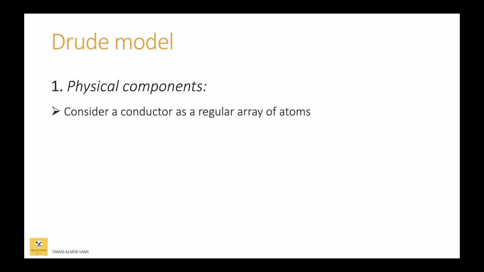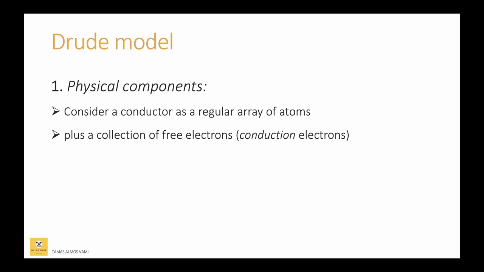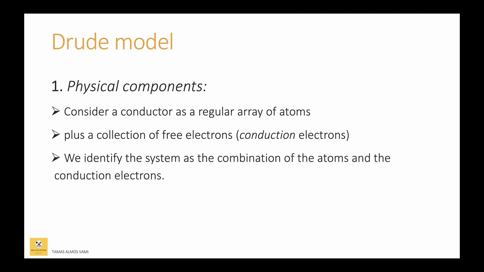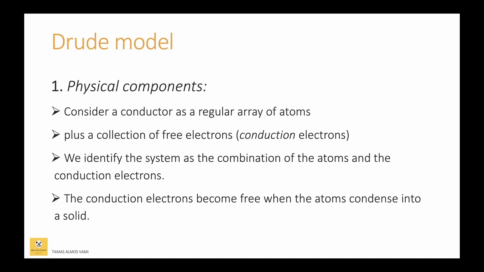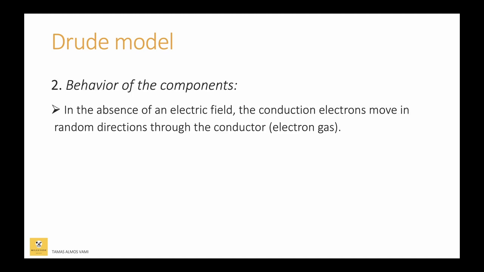So in this Drude model of the current, we say that we have atoms. So we have a regular array of atoms, and we have free electrons, which we call the conducting electrons. These two things we combine into a system. The atoms and the conducting electrons form a system. And so these conducting electrons can go around. They are free to move in the atom. If there is no electric field, then these conducting electrons move in random directions, as you could see in the picture earlier. So this is the situation that we call an electron gas.